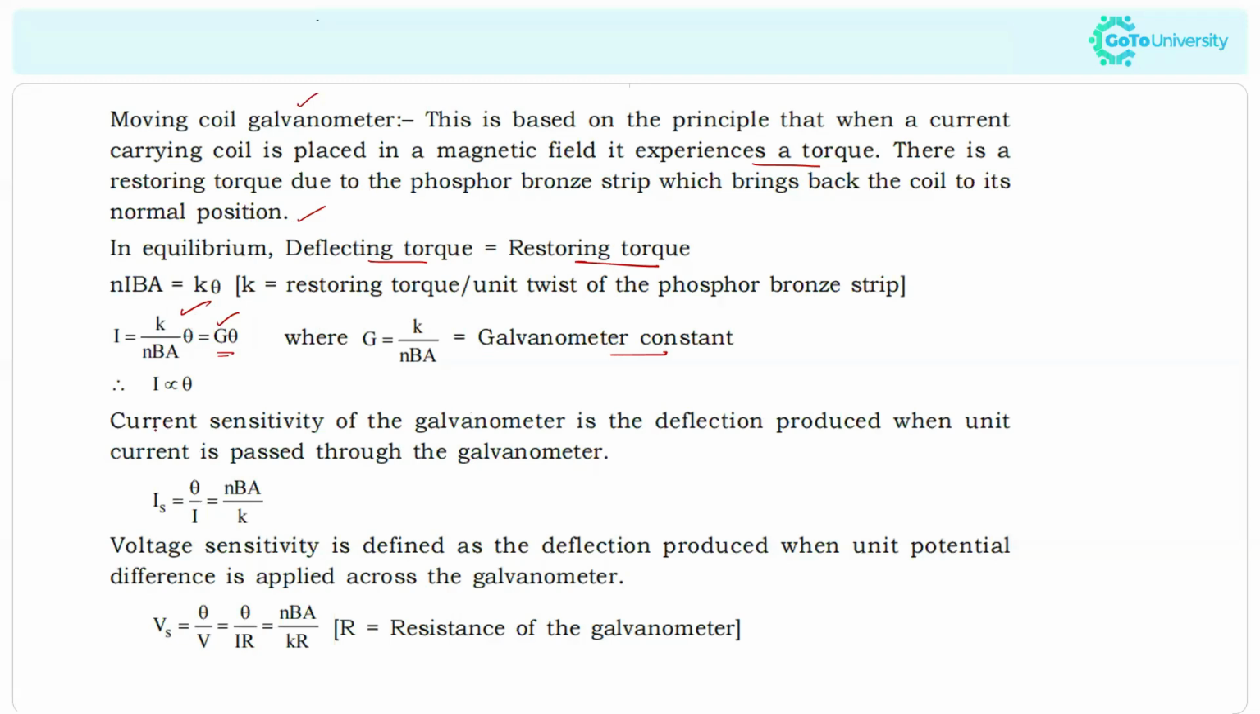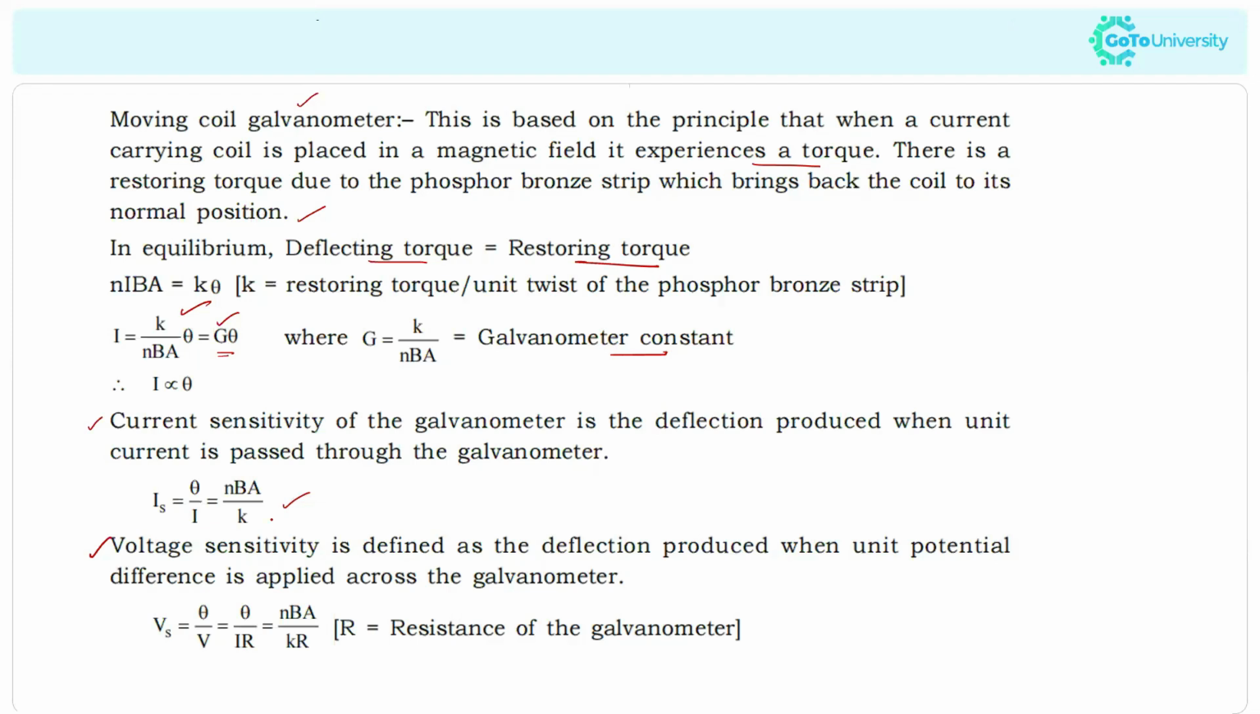So now we are going to talk about the current sensitivity and the voltage sensitivity. Current sensitivity of a galvanometer is the deflection produced when a unit current is passed through the galvanometer, which will be calculated using the formula θ divided by I. Whereas θ here is representing the angle of deflection and I is representing the value of current, right? So the formula we will use for calculating the current sensitivity is NBA divided by K.